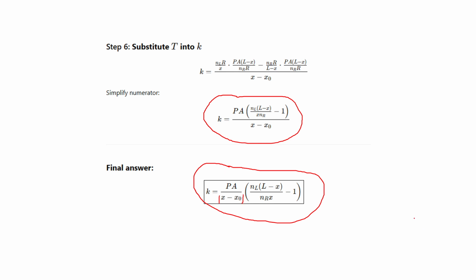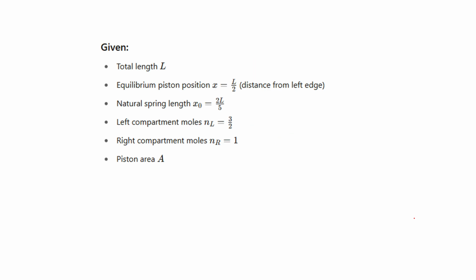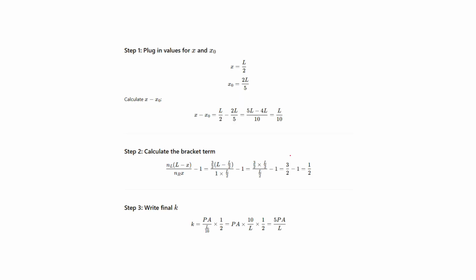Now we have to substitute whatever is given in the equation. The total length L is given, the equilibrium position X is L by 2, X naught is 2L by 5, the number of moles in the left compartment is 3 by 2, and the number of moles on the right side is 1. When we substitute these values, we get X minus X naught as L by 10, and nR(L minus X) upon nRX equals half.